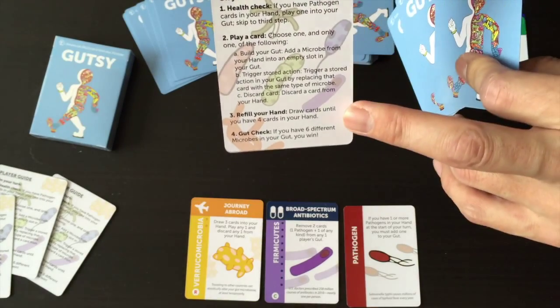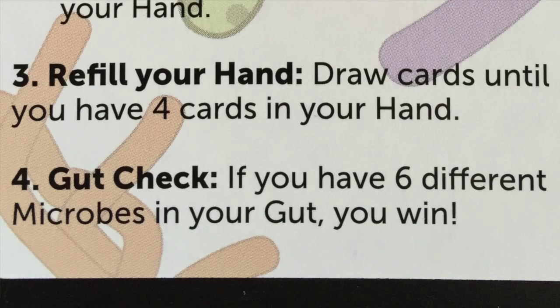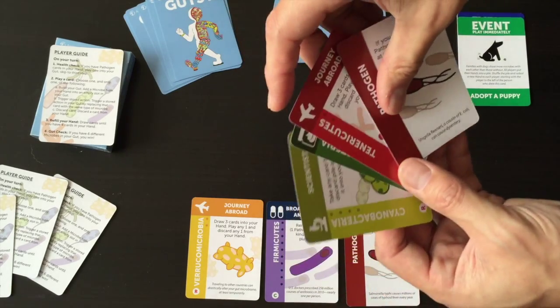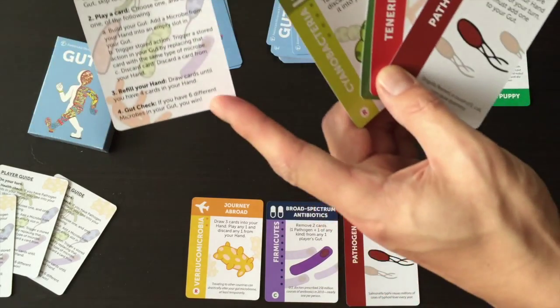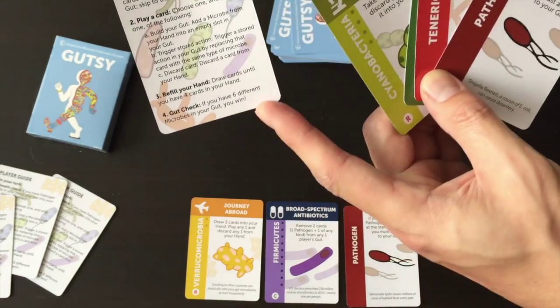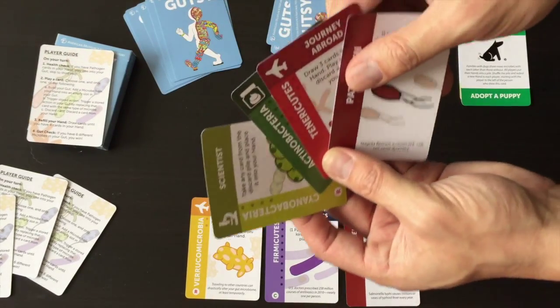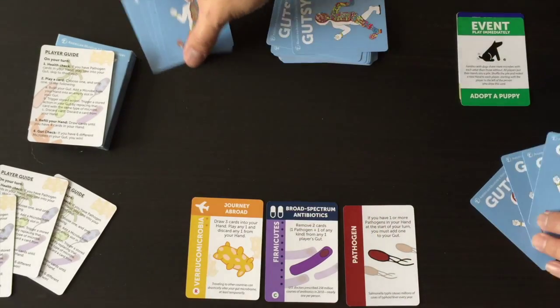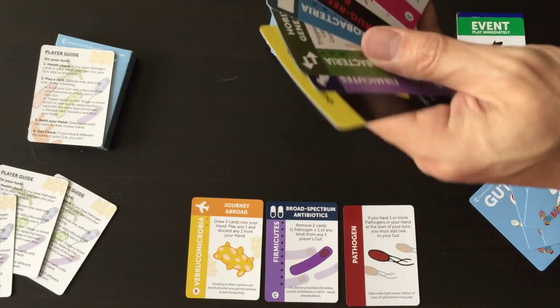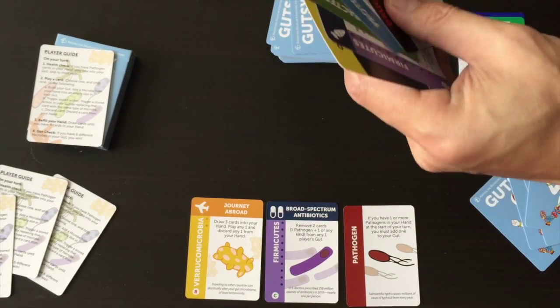I skip to step 3, refill my hand, so I just draw 1 card from the draw deck and put it in my hand. And then after that, I do a gut check. If I have 6 different microbes in my gut, I win. I don't, so now my turn is done. So that's 1 turn. Now I'll play for this other player. For example, I'll put these 2 down.